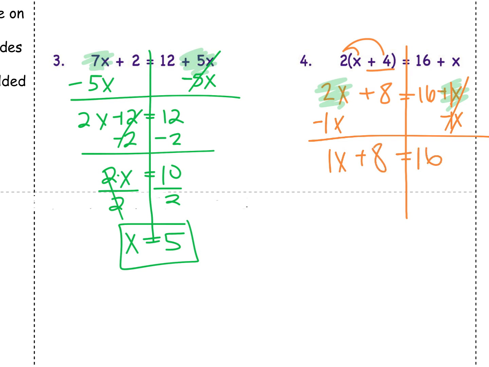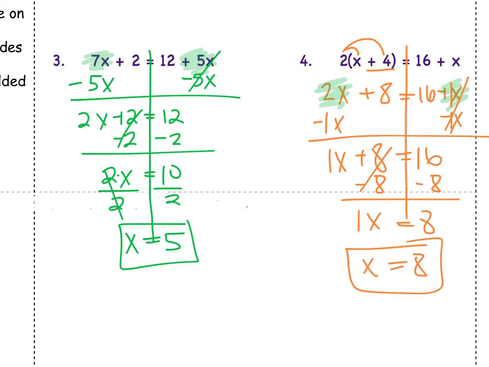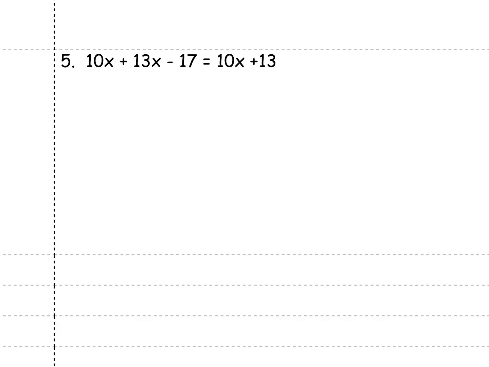Then we're just going to solve. It's a two-step equation. Minus 8 from both sides. 1x equals 8. 1x is the same as x, so x equals 8, and we're finished. And then we have a problem that's going to use all of the steps down at the bottom.